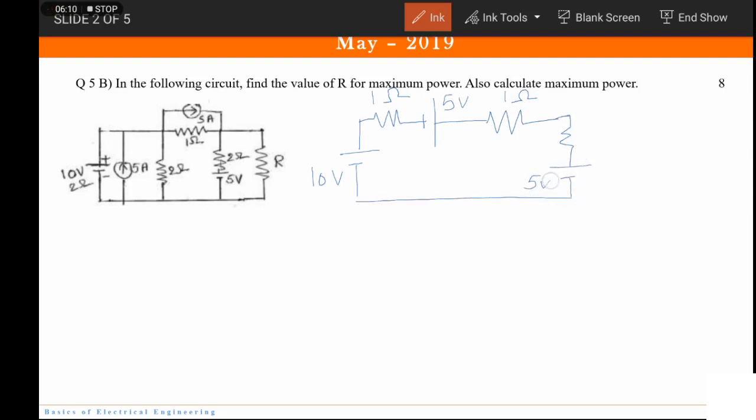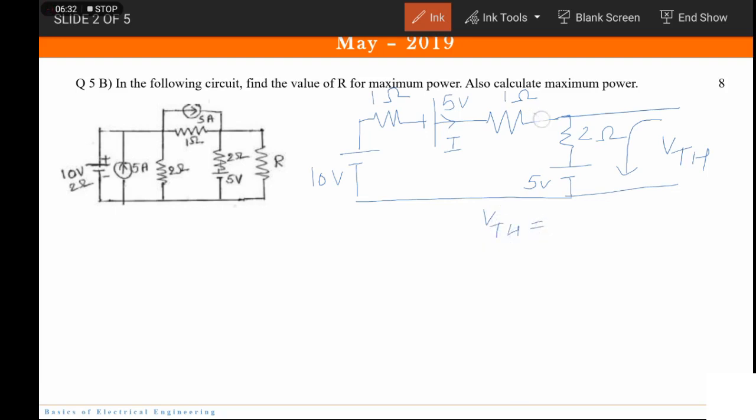So this is 5 volts, this is 2 ohms, and here is my VTH. So what we will be doing is, we will assume this current to be I, correct? So what will be VTH? VTH will be in this direction. So let us first understand what is going to be VTH.